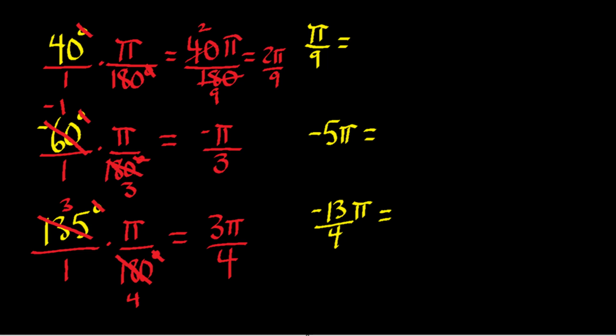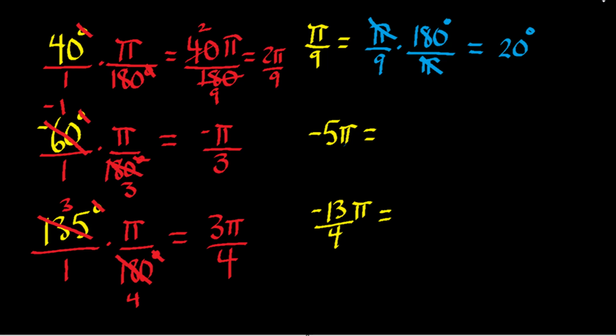Now let's go the other direction. When we convert from radians to degrees, we want to multiply by 180 degrees over pi. So pi over 9 is the same as pi over 9 times 180 degrees divided by pi. In this case, the pi's will cancel, and since we just have degrees in the numerator, our answer will end up as degrees, and 9 divides into 180 20 times. So pi over 9 radians is the same as 20 degrees.